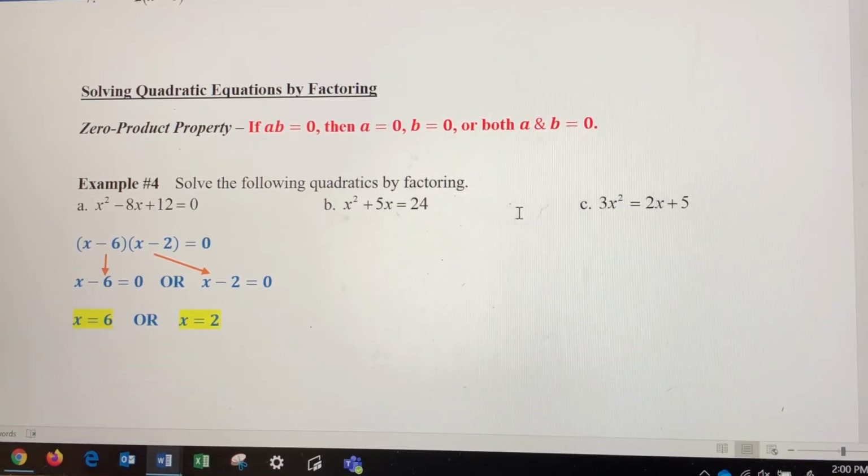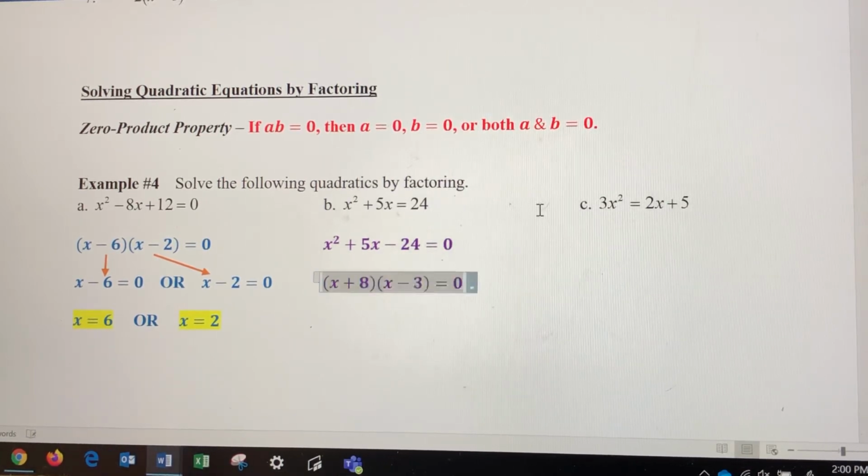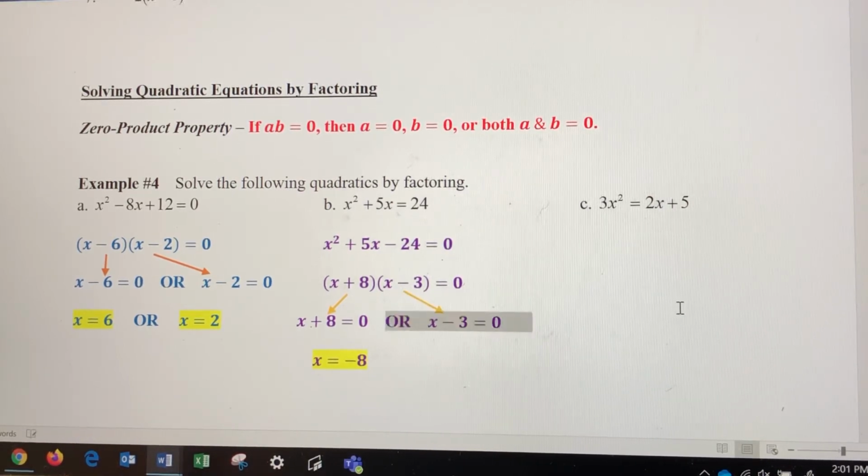All right, in B, first thing I want to do is move this 24 over to the left side of the equation, so it becomes negative when moved to the left side. This quadratic trinomial can be factored. It's going to be x plus 8 times x minus 3. Take the first factor, x plus 8, set it equal to 0, and solve that equation. So my first solution is going to be negative 8. Use the zero product property again, take x minus 3, set it equal to 0, solve what's left over, and I get my second solution, x equals positive 3.